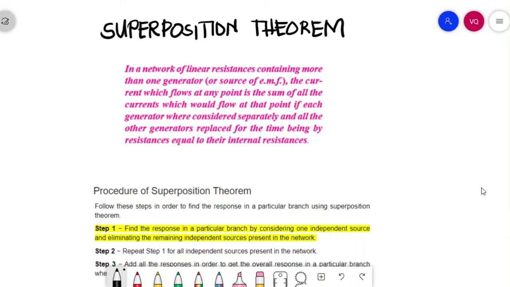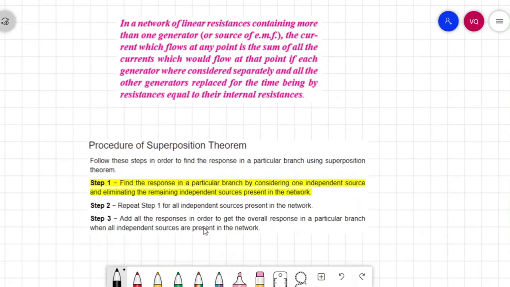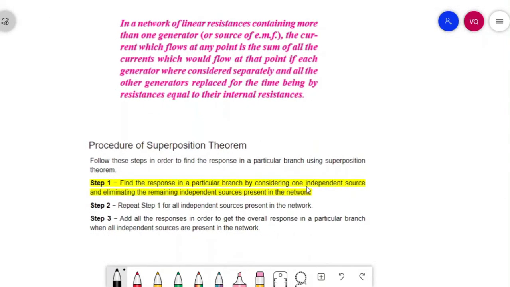Step 1, find the response in a particular branch by considering one independent source and eliminating the remaining independent sources present in the network. So we will short circuit the other source EMFs and we will consider only one source of EMF.